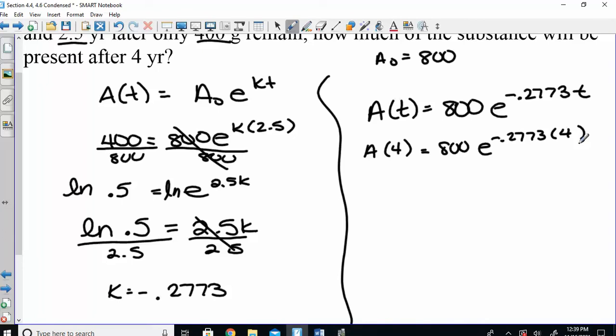So we can just plug all that in our calculator. And we would expect to have even less present after this time, right? It's decaying, so as time goes on, we'll have less and less. And I get 263.86 grams remaining.